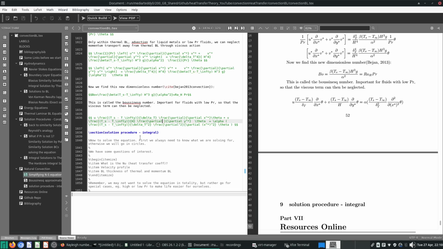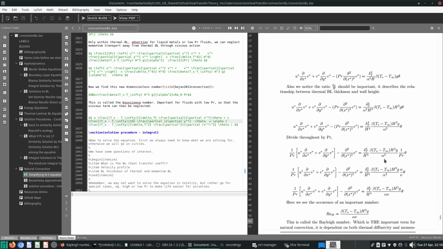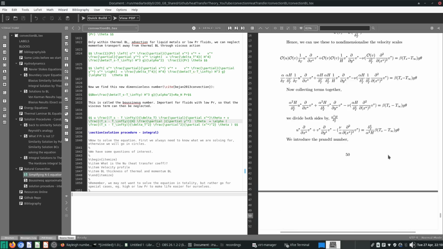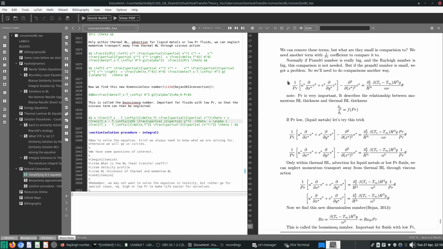I'll see you guys next time, where we have pretty much got ourselves to the point where we know what are the terms to keep and what are the terms to throw away. And of course we can see the importance of Prandtl number in knowing which terms to keep or throw away in certain regimes of flow within natural convection, or within the thermal boundary layer.